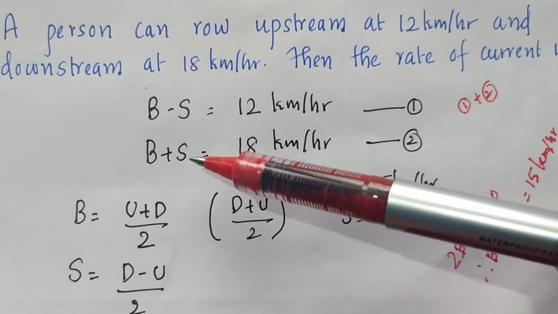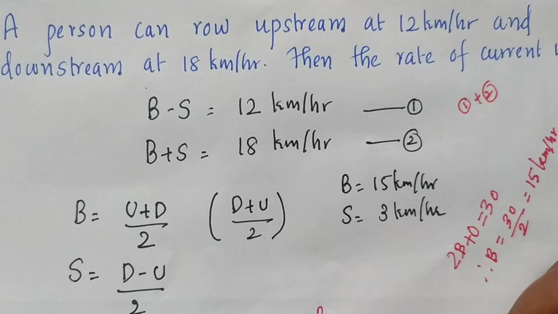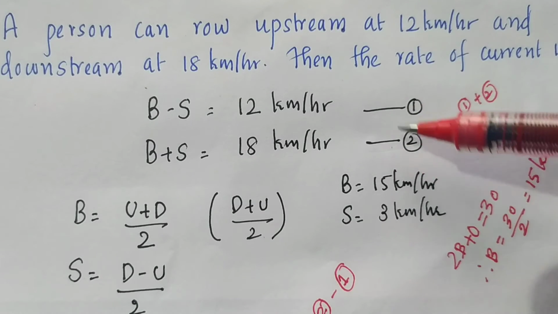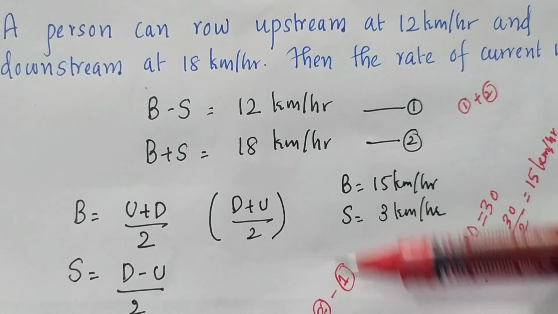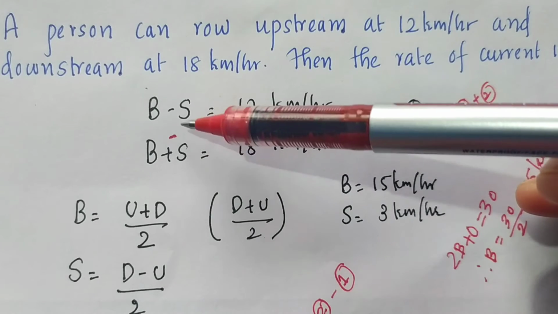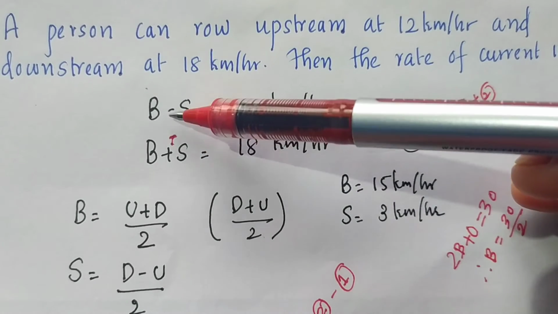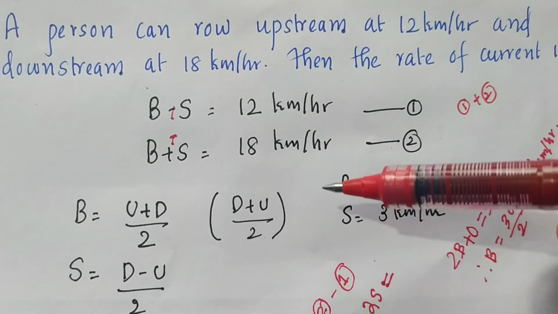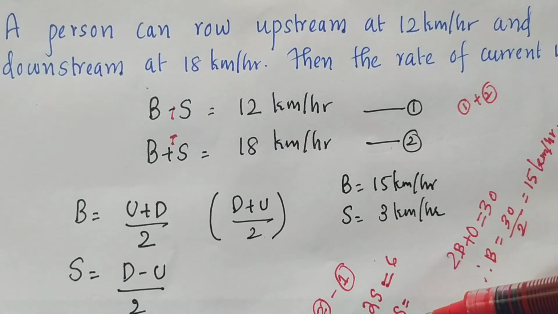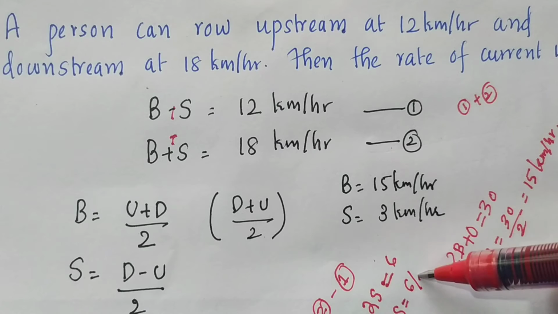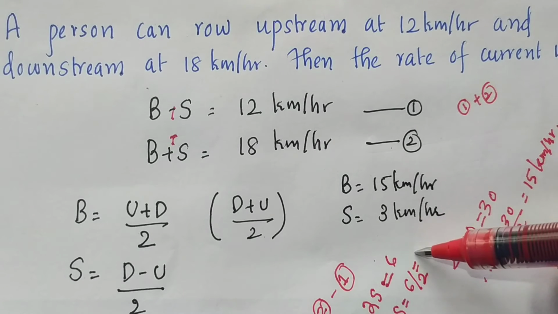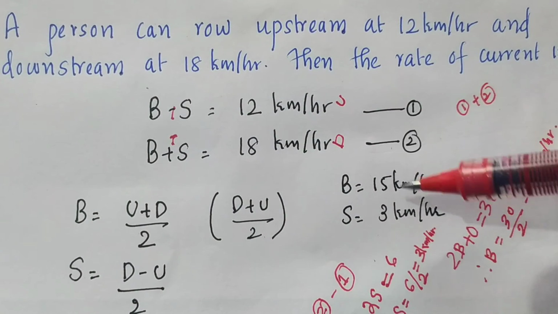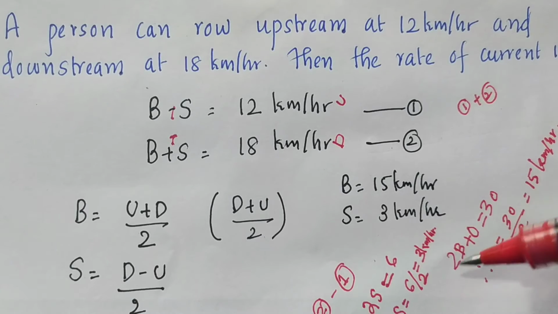So how can we find out the speed of the stream? 2 minus 1 gives the speed of the stream. So subtracting 1 from 2, what will we get? B minus B, which is equal to 0. S minus minus S, what is that? S plus S, that is 2S, equal to 18 minus 12. 18 minus 12 is 6. So S will be 6 by 2, which is equal to 3 km per hour. So here this is U and this is D, upstream speed and downstream speed. So what is the formula?